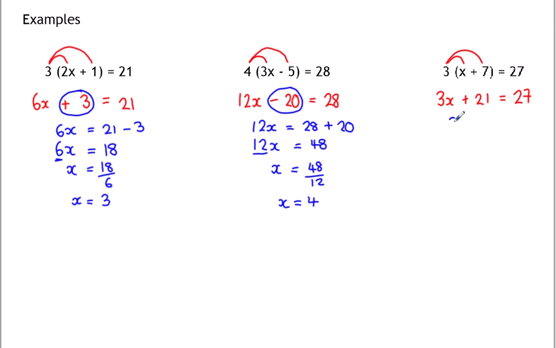Now I start doing my solving. So I need to take away 21. So 27, take away 21 is 6. Make sure you start a new row. And then 6 divided by 3 is 2. And that's the end of this video, because as long as you know how to expand a bracket and as long as you know how to solve one-step and two-step equations, putting them together is not really anything new. It just means it takes maybe 20 seconds longer per question.